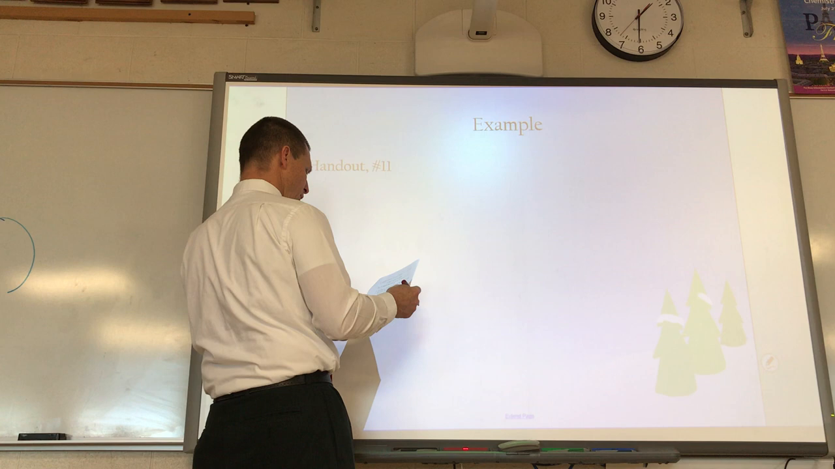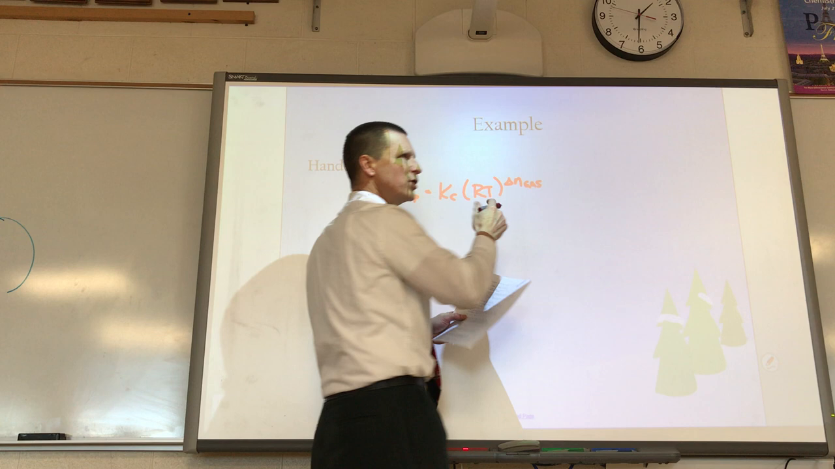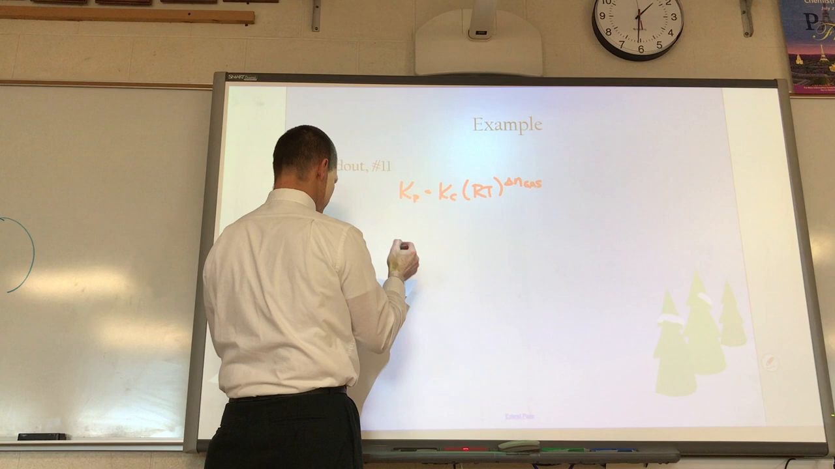So we have this relationship, KP equals KC times RT to the delta N power, delta N of gas. So watch out, make sure you always check your physical states and make sure that you are just taking the delta N of the gas part of it. So we can go ahead, we're trying to solve for KP in this one.